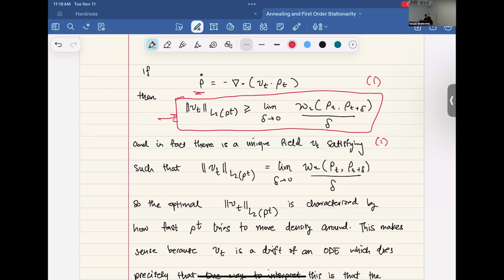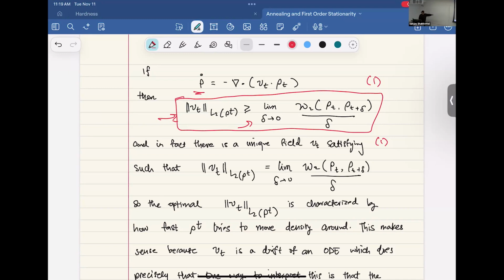This right-hand side is called the metric derivative of the path. It is a property of the path alone. And if that is finite, then it turns out that any velocity field that implements this path has an L2 norm bounded by the metric derivative of rho t. Now, what is the left-hand side? The left-hand side is a norm, just the rho t norm of Vt, where Vt is a drift. The right-hand side is that limit we talked about previously, which is finite for absolutely continuous paths.